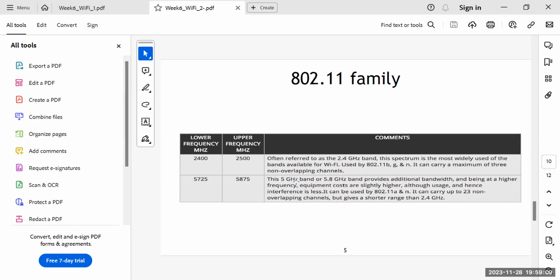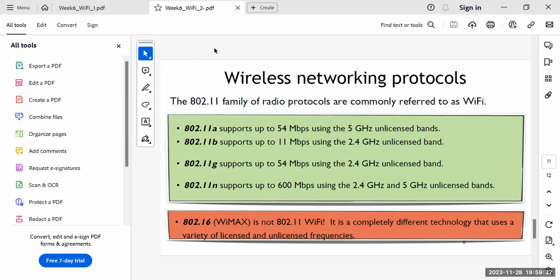And similarly, the 5 gigahertz band or the 5.8 gigahertz band has a lower frequency of 5725 megahertz to 5875 megahertz. It provides additional bandwidth, and being at a higher frequency, equipment cost is similarly higher. Although user interference is less, it can be used by the A and N variants. It can carry up to 23 non-overlapping channels, but it has a shorter range than the 2.4 gigahertz.